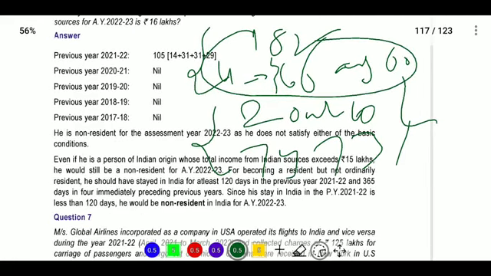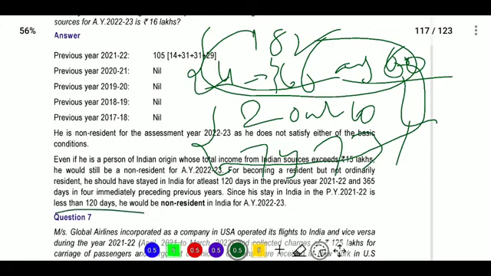Where here 60 days is there, for 60 days we will take 120 days. He must have stayed in India for at least 120 days in the previous year, and 365 days in the 4 immediately preceding years. This condition will not be satisfied, since his stay in India in previous year 21-22 is less than 120 days. He would be a non-resident in India.